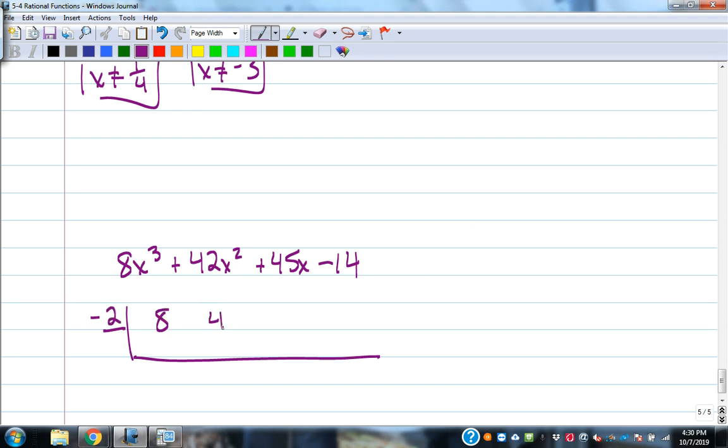So 8, 42, 45 minus 14. Okay. And so I drop the 8 down, multiply, and add. 36 minus 26. Multiply, -52. That's -7. And there's that 0 in the remainder like I wanted.